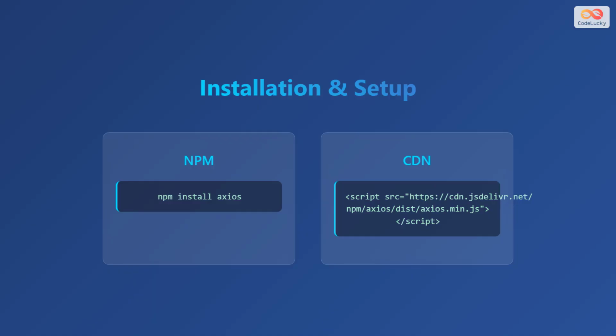You can install Axios in a couple of ways. If you're using NPM, that is Node Package Manager, you can run the command npm install axios. Alternatively, you can include Axios in your project using a CDN, that is content delivery network, by adding the script tag shown here to your HTML file.